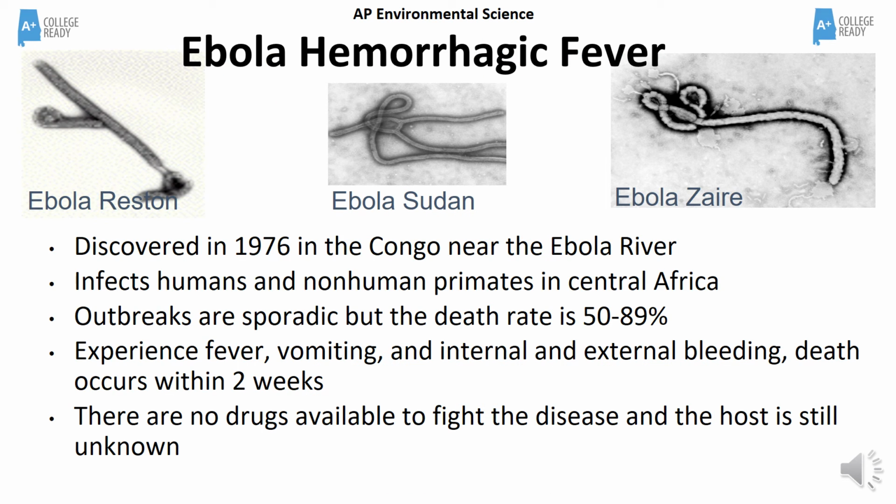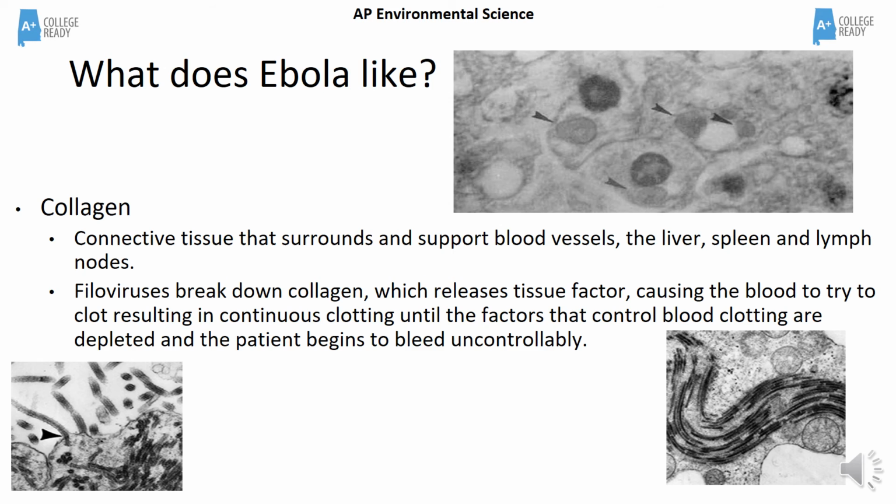Ebola was discovered in 1976 in the Congo near the Ebola River. It infects humans and non-human primates in Central Africa. Outbreaks are sporadic, but the death rate is 50 to 89%. Victims experience fever, vomiting, and internal and external bleeding. Death occurs within 2 weeks. There are no drugs available to fight the disease, and the host is still unknown.